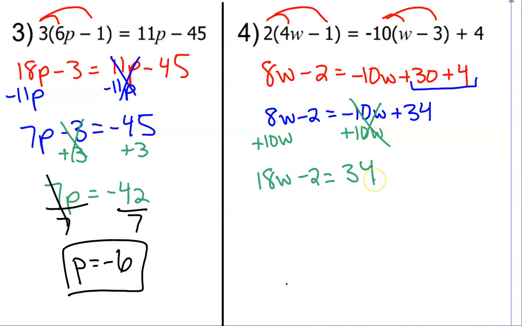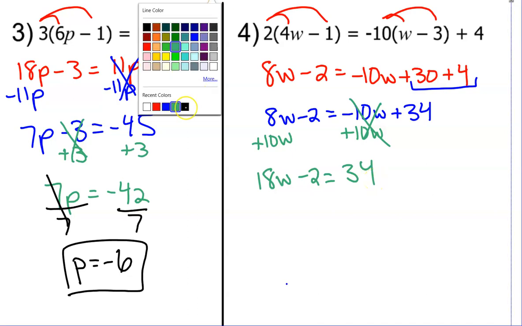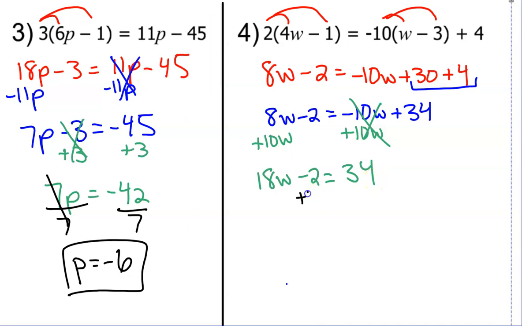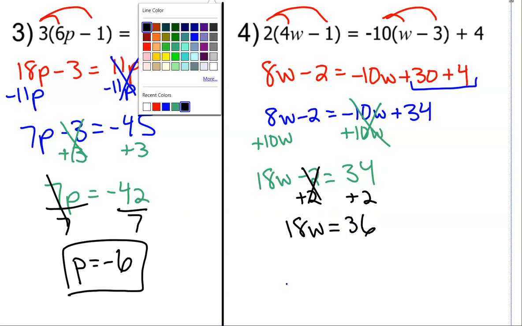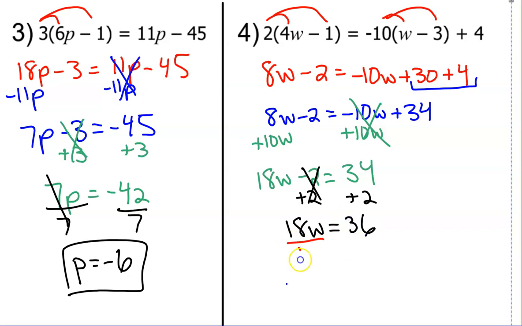All right, now we are going to add the 2 over. Moved it. That gives me 18w equals 36. And then last but not least, we're going to divide both sides by 18 because right now we're multiplying by 18. So to move it over, we do the opposite. We divide, and we end up with w is equal to 2.